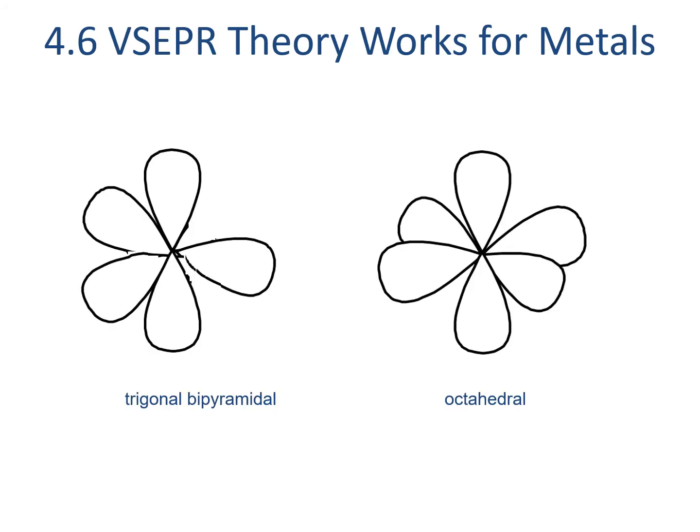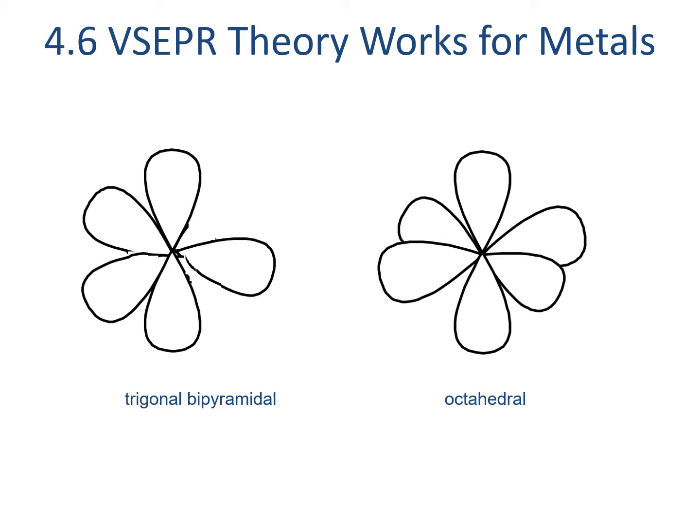We tend to focus a lot on VSEPR theory for molecules with 4 or fewer bonds, but it's possible to get 5, 6, or even more bonds when d orbitals are involved. This occurs in the 3rd row of the periodic table and beyond, particularly with phosphorus, sulfur, chlorine, and transition metals.